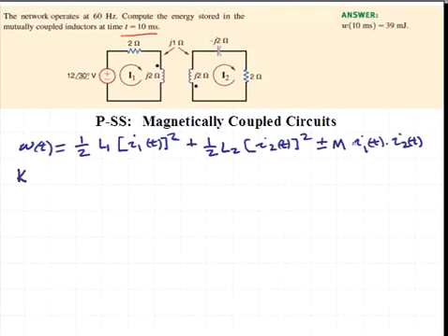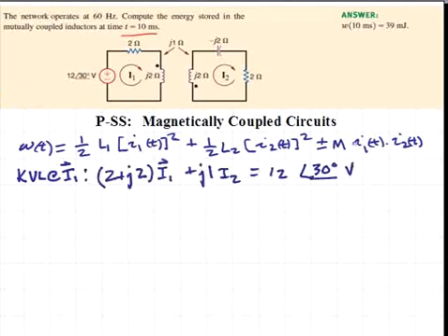So now we'll proceed to use Kirchhoff's voltage law and solve for the phasor currents I1 and I2. First, around the loop I1, we'll have 2 plus j2 times the phasor current I1. That's the impedance contained in the I1 loop. And then plus j1, which is the mutual coupling term, times the phasor I2 current. And that's equal to that voltage source in the loop I1, 12 at an angle of 30 degrees volts.